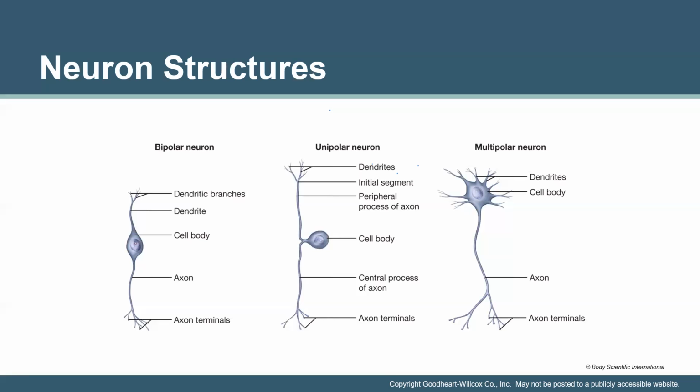A unipolar neuron has a single axon with processes that extend in opposite directions. They have dendrites on the peripheral end and axon terminals on the central end. The peripheral process carries impulses to the cell body, while the central process will carry impulses to the central nervous system. When we talk multipolar neuron, these have one axon and multiple dendrites. All motor neurons and interneurons are multipolar.